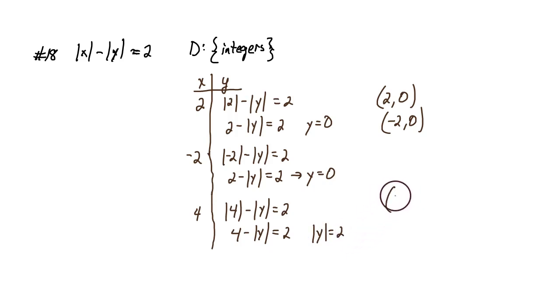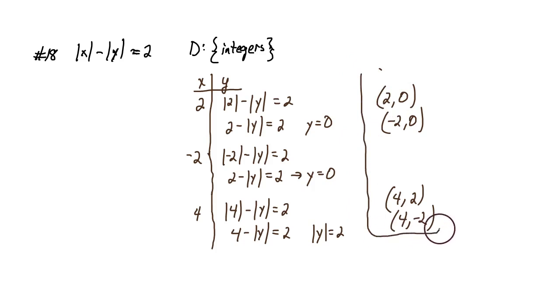So we found some more roots. When x is 4, the value of y could be 2. Or when x is 4, the value of y could be negative 2. We only had to find 3 roots, and we actually found 4 of them.